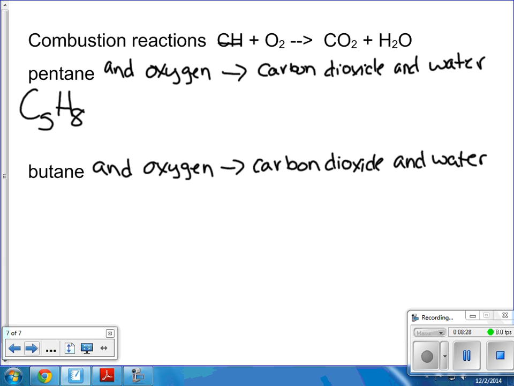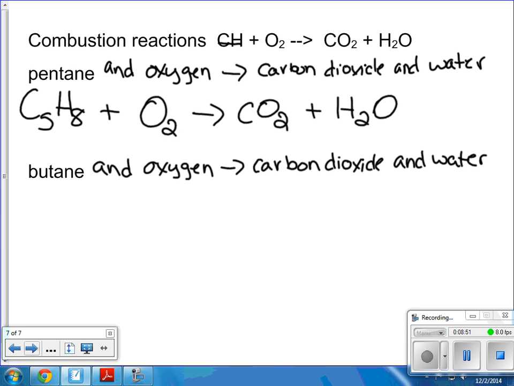There are no exceptions. If you have a carbon compound, it's going to react with oxygen gas and produce carbon dioxide and water. So now if we go back and write formulas for the rest of it. Oxygen, it's a diatomic, O2, produces carbon dioxide, CO2, and H2O. So writing out combustion reactions is extremely easy. What's tricky is trying to balance them.